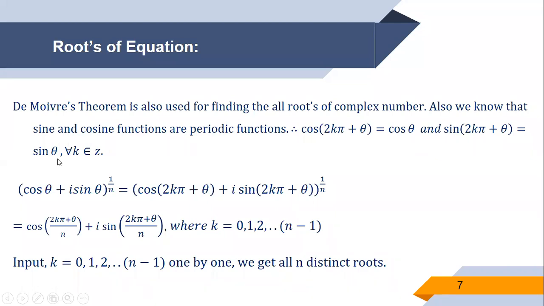So we use both concepts. Then we write (cos theta plus i sine theta) raised to 1 upon n is equal to, with theta replaced by 2k pi plus theta, (cos(2k pi plus theta) plus i sine(2k pi plus theta)) raised to 1 upon n. Now we use De Moivre's theorem, so raising to the power 1 upon n means multiplying the angle by 1 by n. Then we write cos((2k pi plus theta) upon n) plus i sine((2k pi plus theta) upon n), where k is 0, 1, 2 up to n minus 1. So this is the formula for finding the roots of a complex number. If we put k equal to 0, 1, 2 and so on up to n minus 1, one by one, we get all n distinct roots.